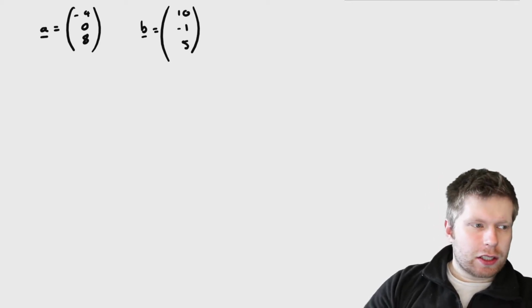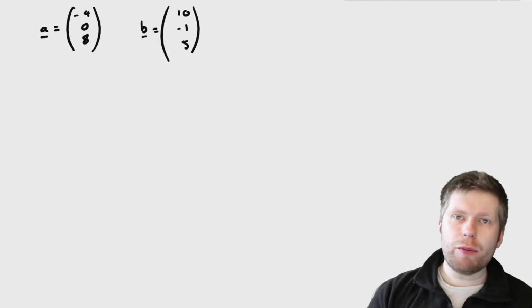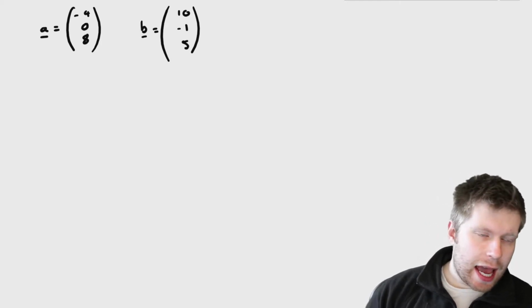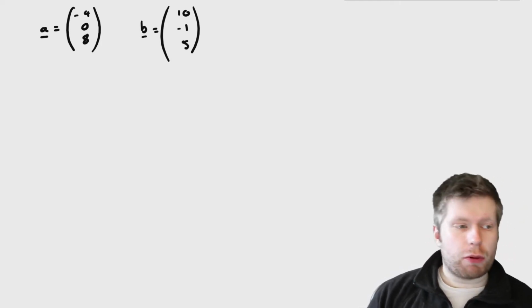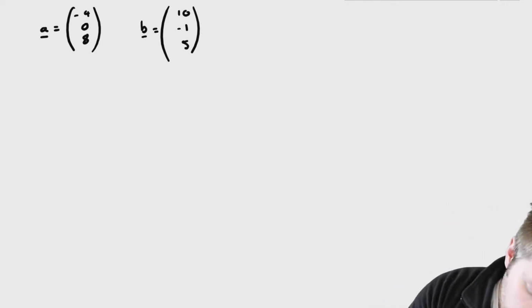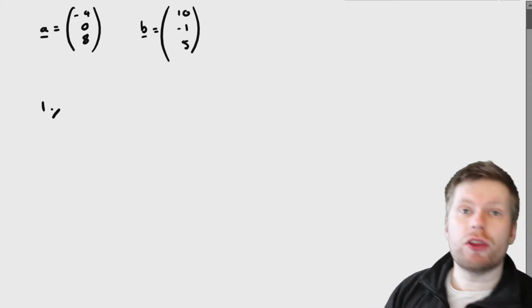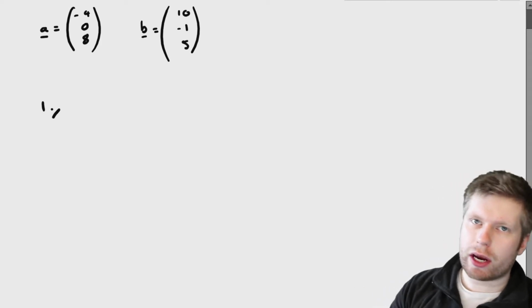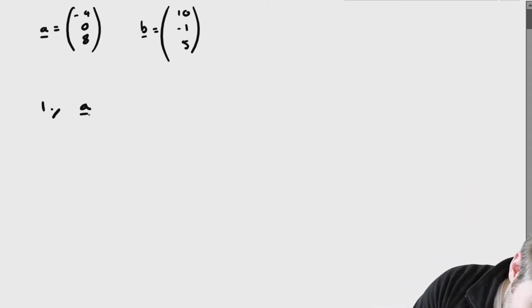Hello, so in this video we're going to talk through some unit vectors. I've been given two vectors here. I've been given A, which is -4, 0 and 8, and I've been given B, which is 10, -1 and 5. First things first, I've been asked to find the unit vector which is in the same direction as A. So I'm going to call that A hat.